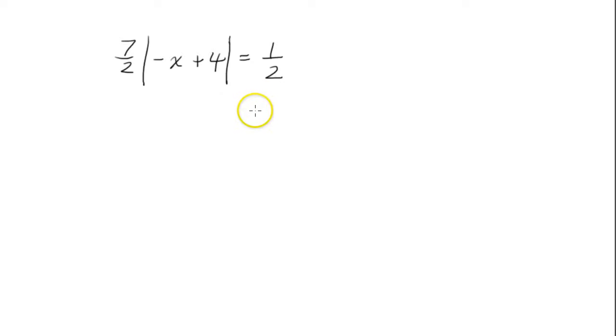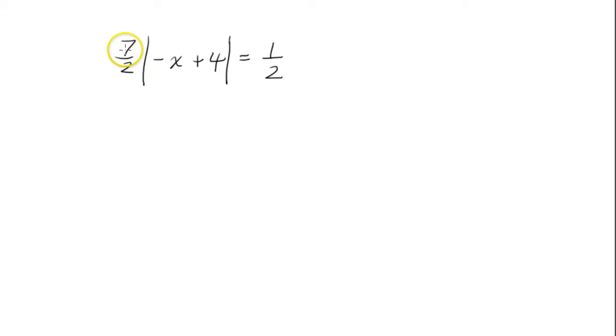In this video, we have an absolute value equation with some fractions. Now, the first step you always want to do with an absolute value equation is to isolate the absolute value. So that's this negative x plus 4 inside the absolute value bars.